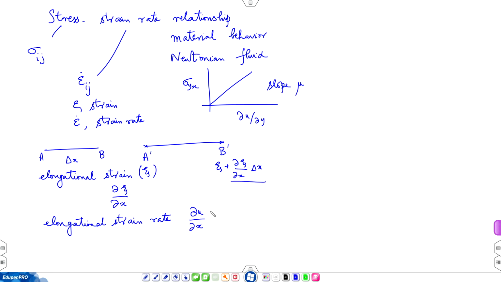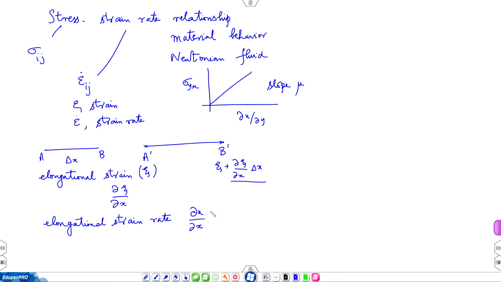You can see that strain will be in terms of displacements and strain rates will be in terms of velocities, and then we are looking for a generic relationship between strain rate and stress, which we plan to put in the momentum equation. Okay, so, this is in the 1D context.